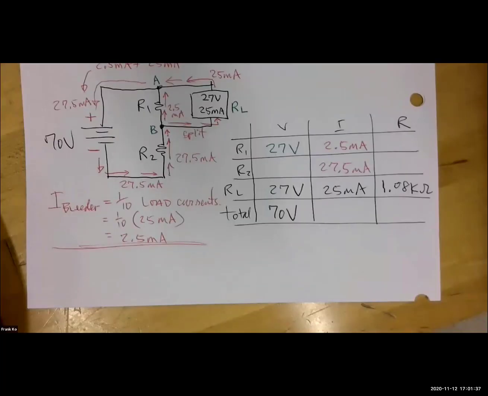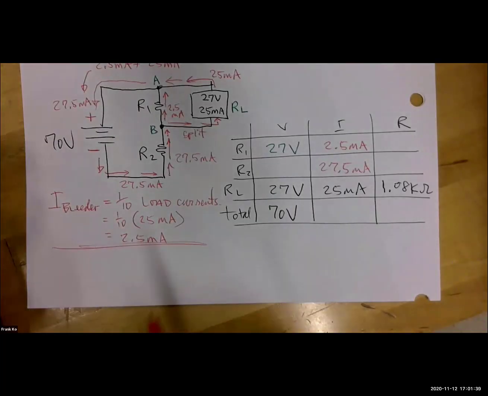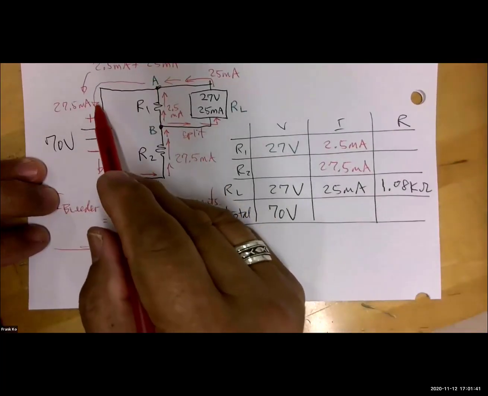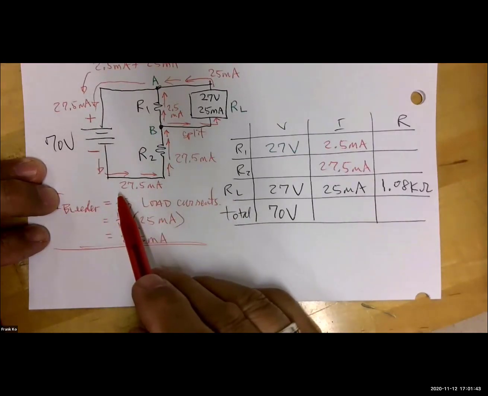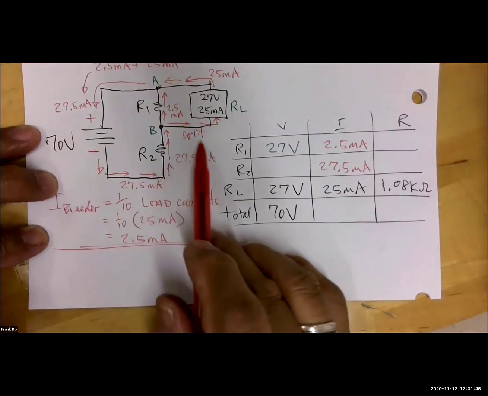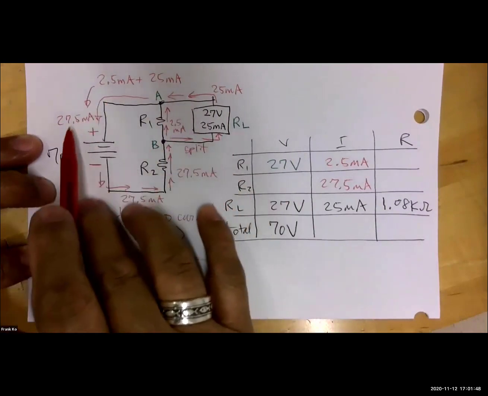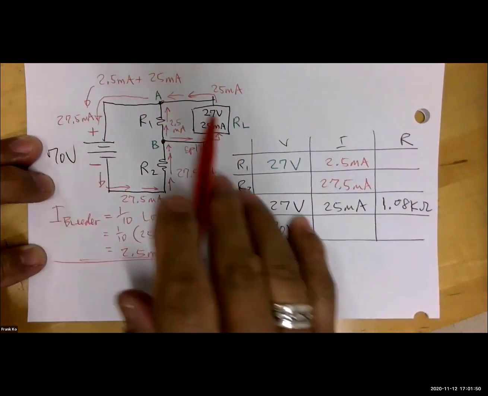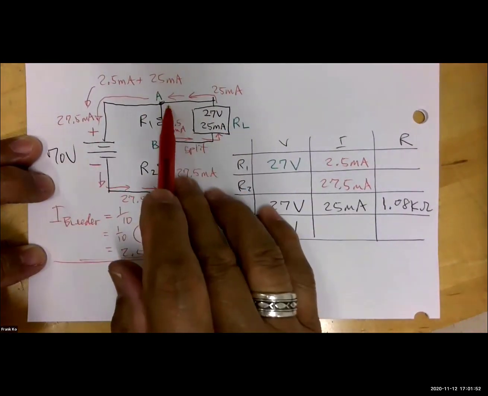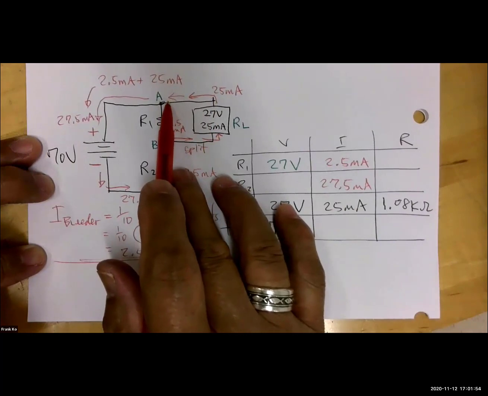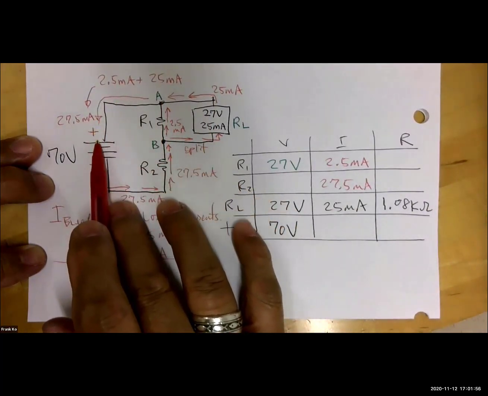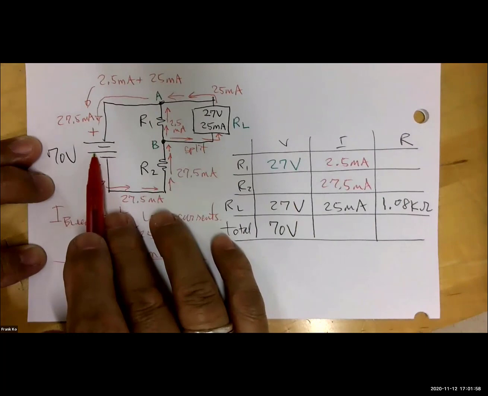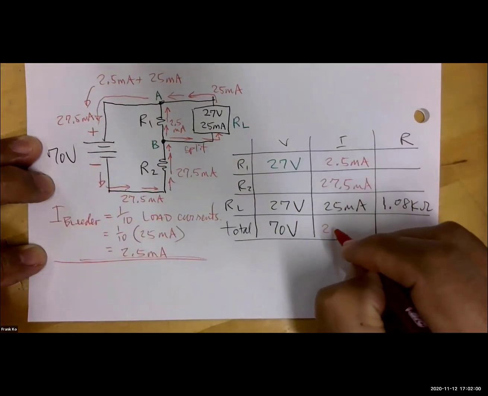We can fill in total current, can we not? Remember, the current that comes out of the source and goes back to the source is total current. By analyzing all of these currents as they flow along these arrows, when these two currents combine at point A, they give us 27.5 milliamps going into the source. That is your total current.